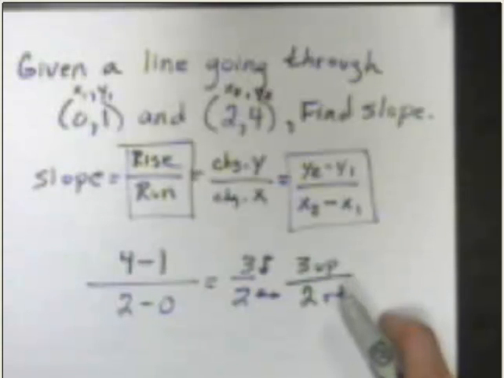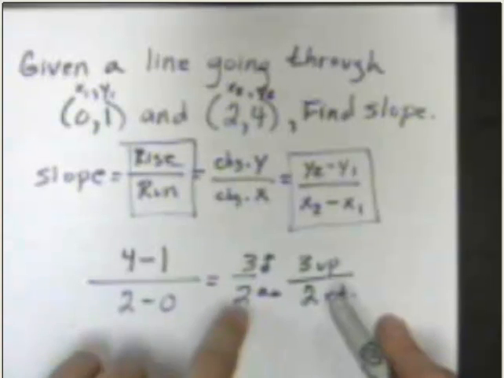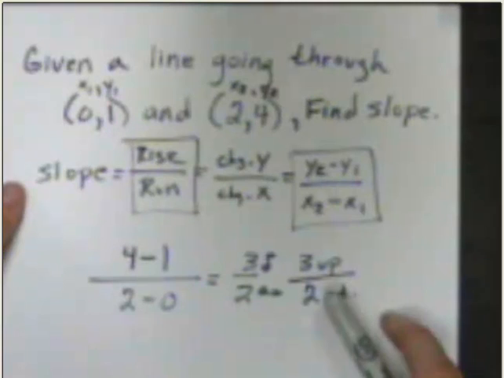Because if you do that, you change the whole value of it. You can't have negative in both places. If you do, it's positive. It cancels. So be really careful with that, okay?